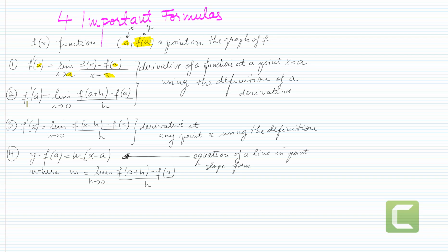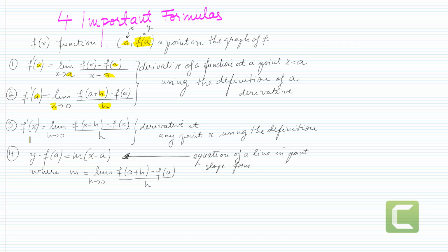The second formula, which represents exactly the same thing, the derivative of a function at a point a using the definition of a derivative, is f prime of a equals limit as h is approaching 0 of f of a plus h minus f of a over h. This is the answer that we get, it's exactly the same as using the first formula, but the limit is in a different format.